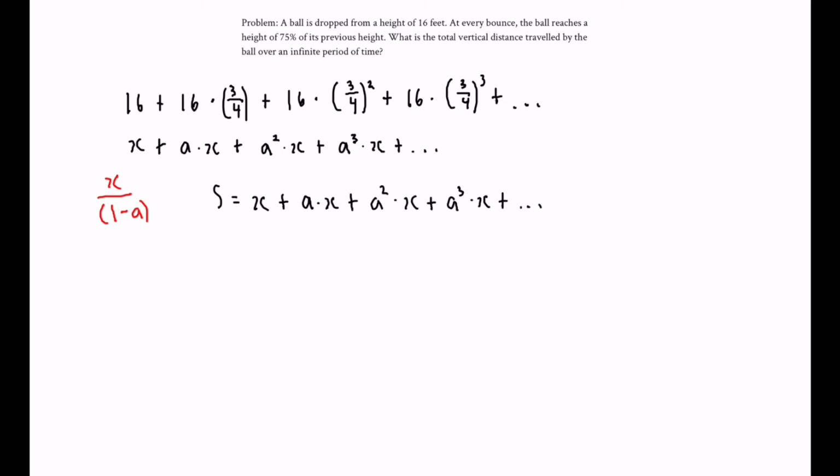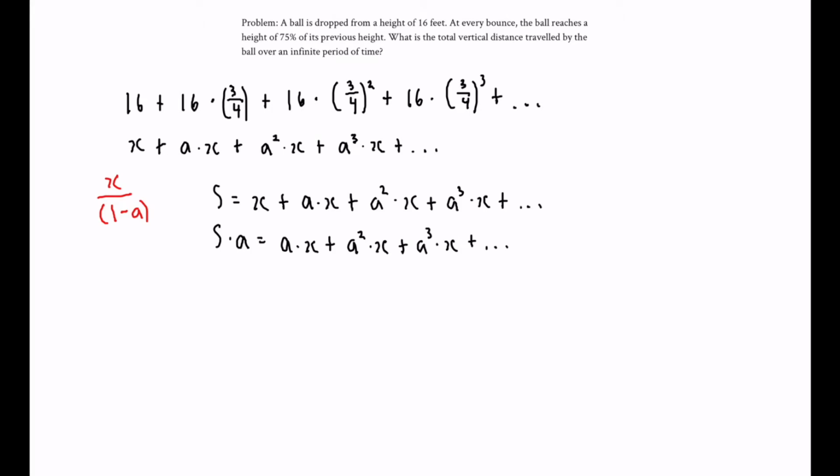Now let us multiply both sides by a. So we get s times a is equal to a times x plus a squared times x plus a cubed times x, and so on. The reason we get these values is because we multiply each of these terms by a.